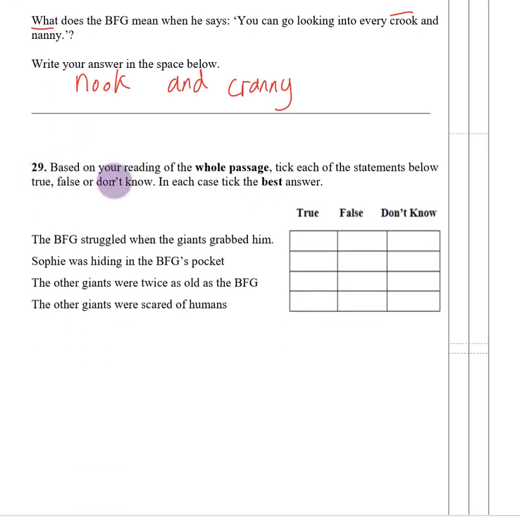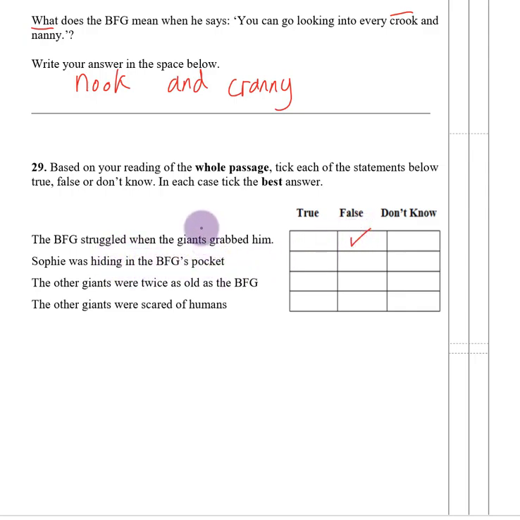So number 29, based on your reading of the whole passage, tick each of the statements below, true, false, or don't know. In each case, tick the best answer. So the BFG struggled when the giants grabbed him. Now, from the second question we did in this text, it talks about how he just stood there and he didn't struggle. So that there is false, because he didn't struggle at all.